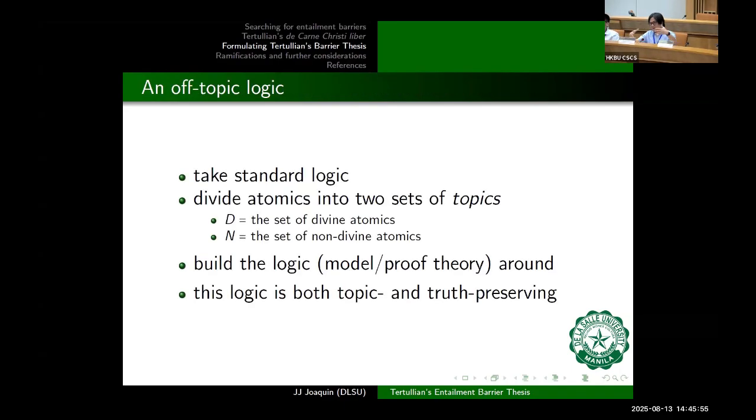Now, I think there's a more straightforward way of cashing out the thesis, and this is the topic-sensitive formulation that JC and myself have been developing in the past few years. So here's the idea. Take standard logic, you don't need modal logic, just standard logic, and divide the atoms in that logic into two sets of topics. You have D as a set of divine topics, and N will be the set of non-divine atomic sentences in a topic. Then build the logic around that, and the logic is both truth and topic preserving.